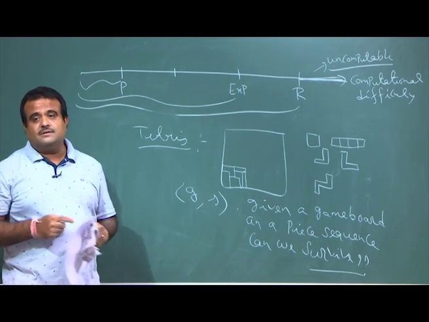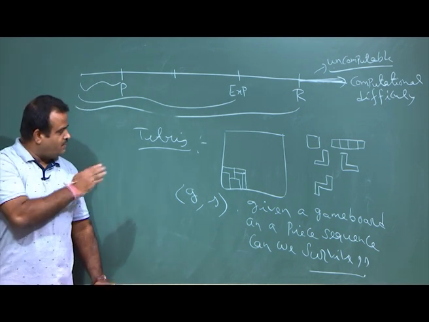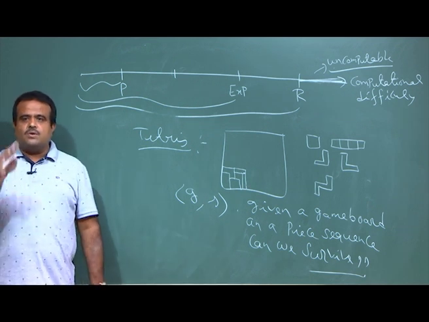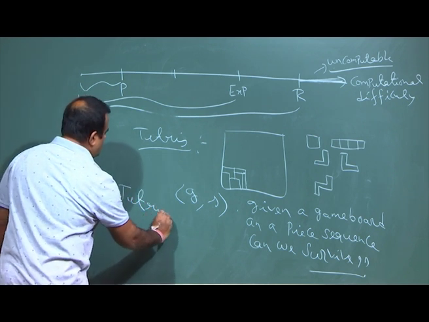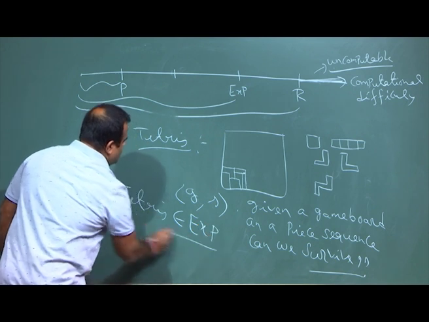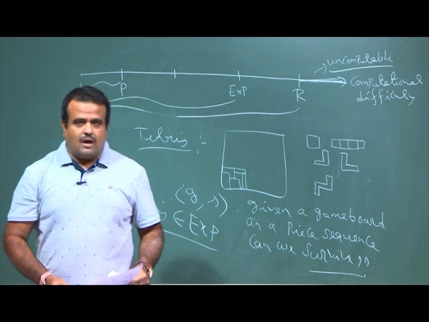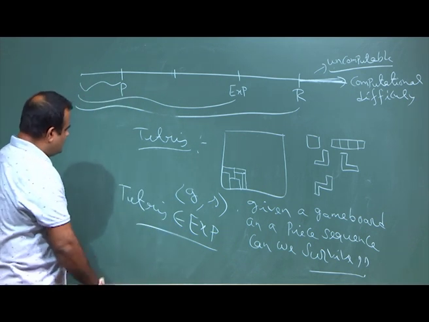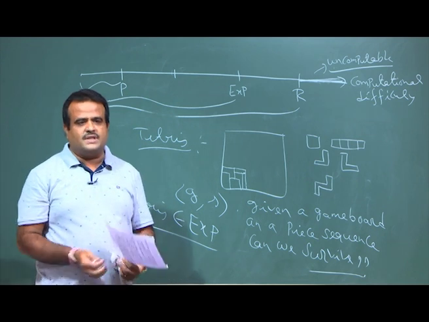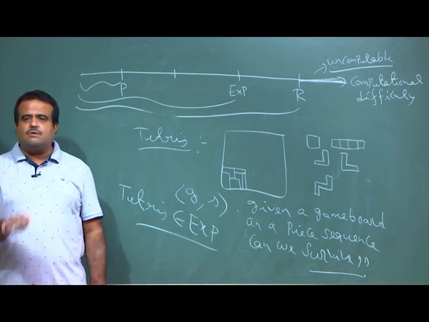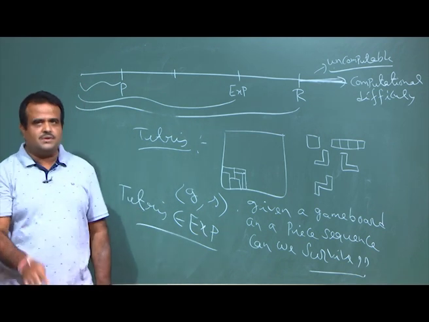So, this is hard. There is no polynomial time algorithm to answer this question whether we survive or not. Tetris is hard. This is another example, but we do not know whether this belongs to P or not. There is no algorithm so far that can check, given this, whether we can survive.